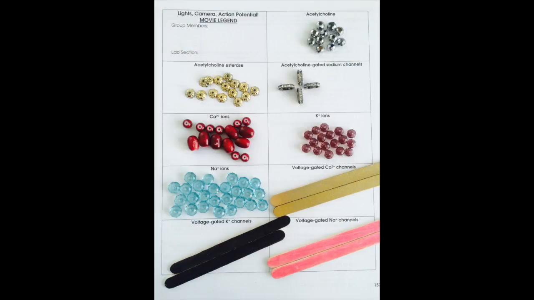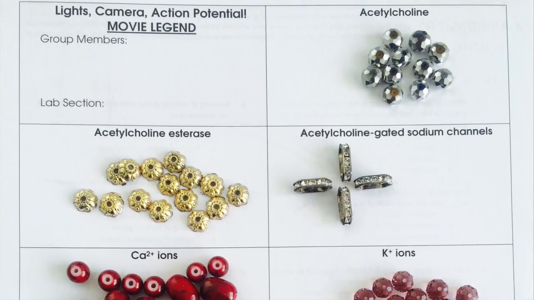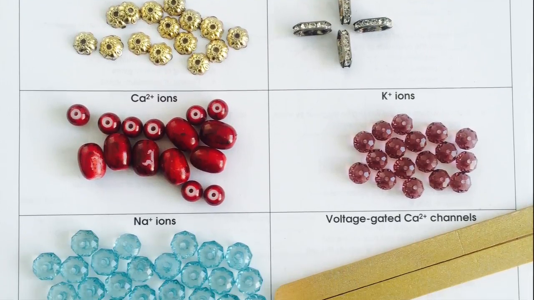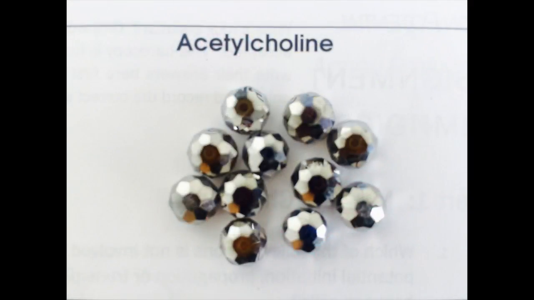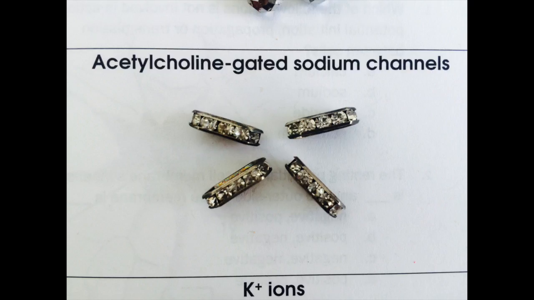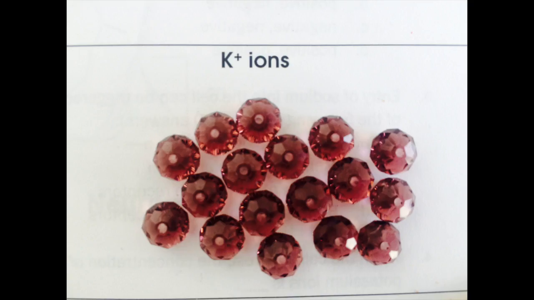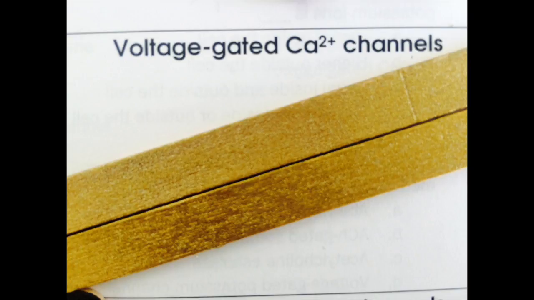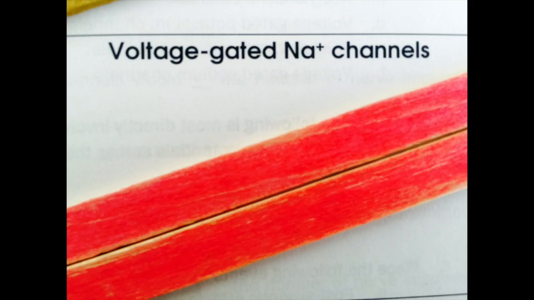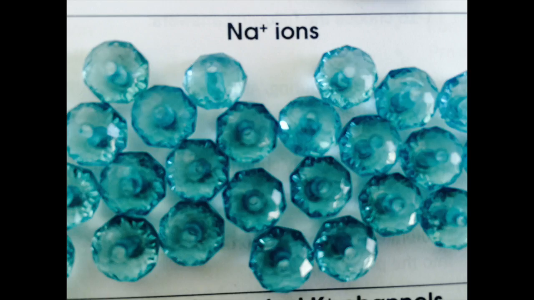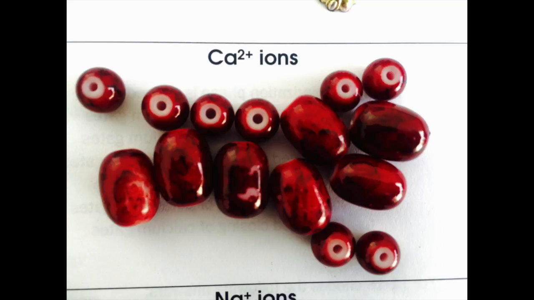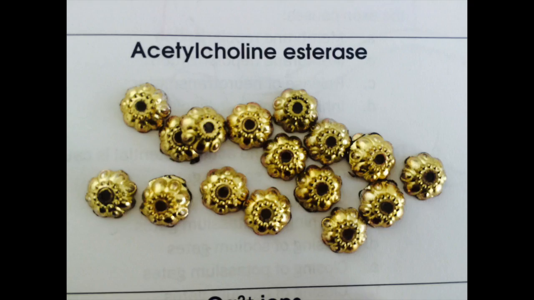An action potential is completed using different mechanisms and particles both inside and outside of a neuron. These include acetylcholine-gated sodium channels, potassium ions, voltage-gated calcium channels, voltage-gated sodium channels, voltage-gated potassium channels, sodium ions, calcium ions, acetylcholinesterase.